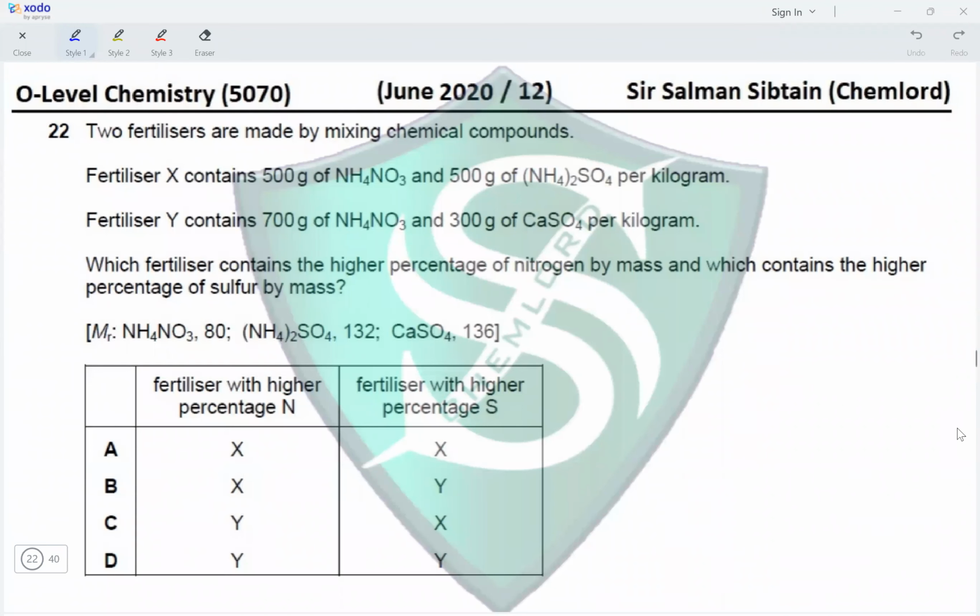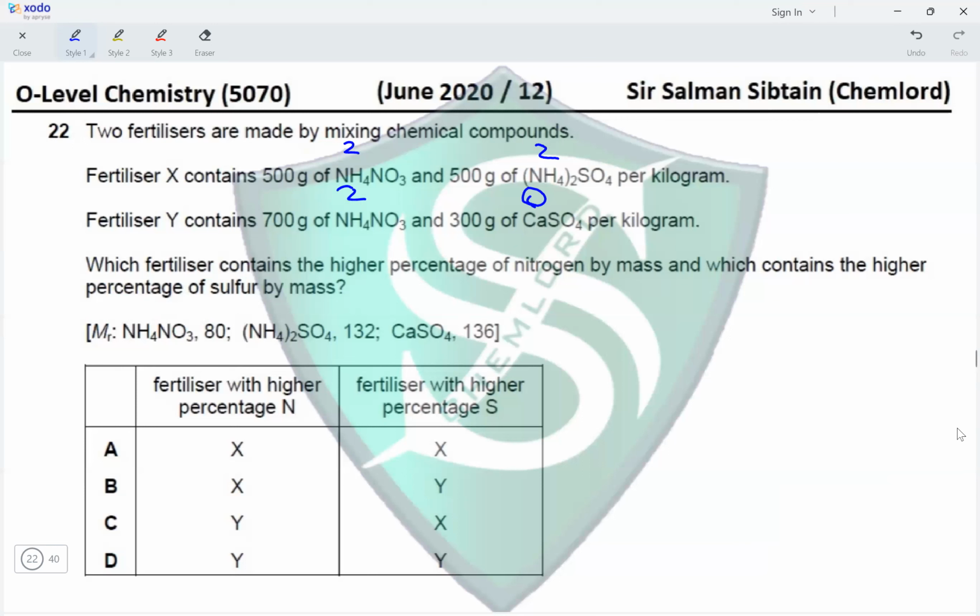So in fertilizer X, we've got 500 grams of ammonium nitrate. That means we've got two atoms of nitrogen here. And in the rest of the 500 grams, we've got another two atoms of nitrogen. So in total, we've got 4 moles of nitrogen in 1 kg of fertilizer X. And in fertilizer Y, out of the 700, we only have two atoms of nitrogen, so 2 moles, and there is none present in calcium sulfate.